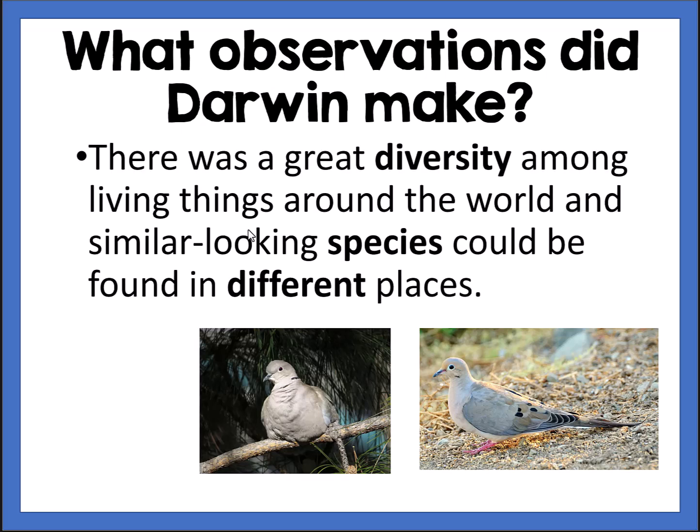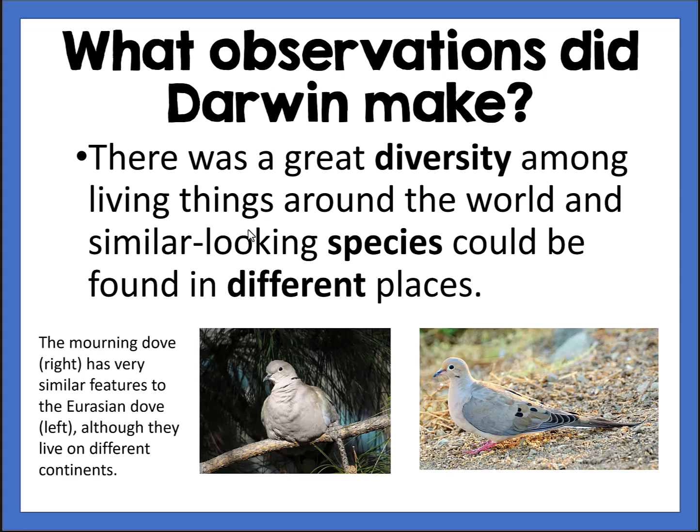There was a great diversity among living things around the world, and similar species could be found in different places. This was one of the observations that Darwin made. He noticed that there was a wide variety of different species and that some of them looked similar, and those were not necessarily found in exactly the same regions. For example, the mourning dove on the right has very similar features to the Eurasian dove on the left, although they live on different continents.